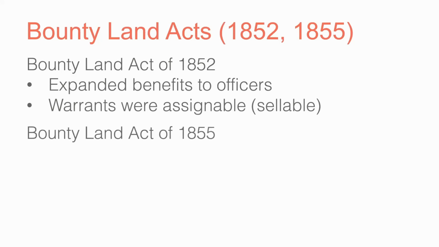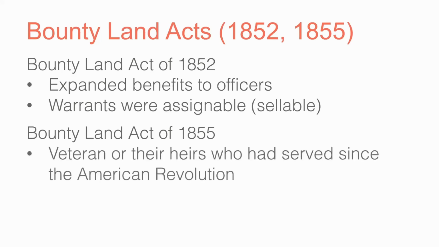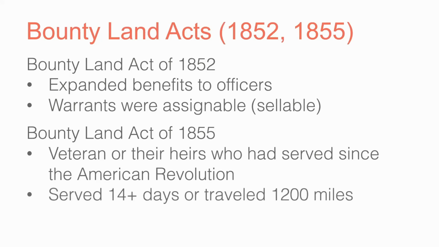The next act was 1855, and it gives benefits to every veteran or their heirs who had served in the military since the American Revolution. The veterans and heirs could qualify for bounty land, assuming they had served at least 14 days or traveled at least 1,200 miles. Assuming they did this, the person was then entitled to receive a total of 160 acres of land. Let's say a soldier received 40 acres of land under the Act of 1850. Because of the Act of 1855, they could go back and receive an additional 120 acres to total the 160 acres.